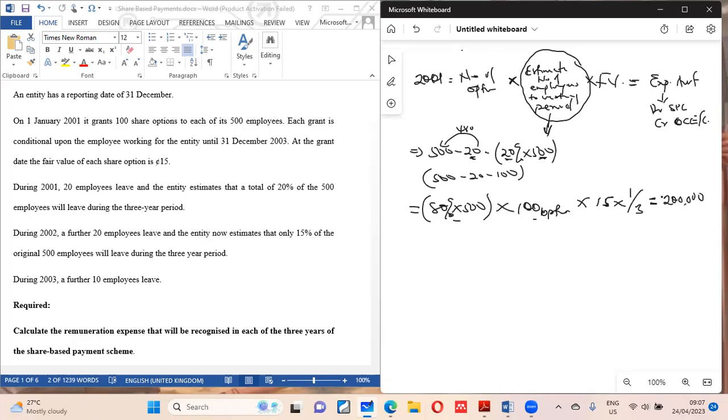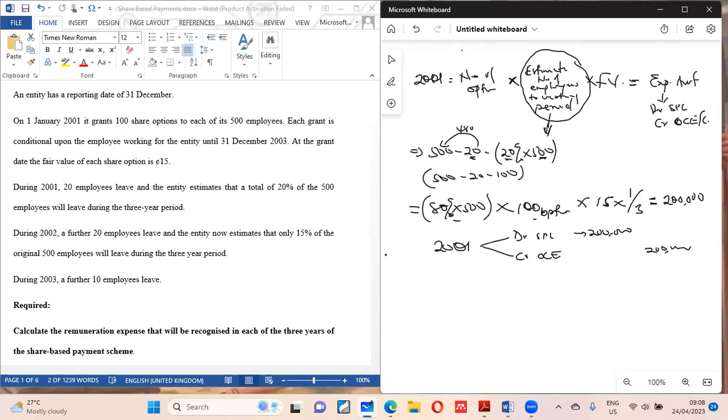It's 200,000. Okay, so it means in 2021, our double entry will be debit SPL, the expense, 200,000, and credit OCE, 200,000.